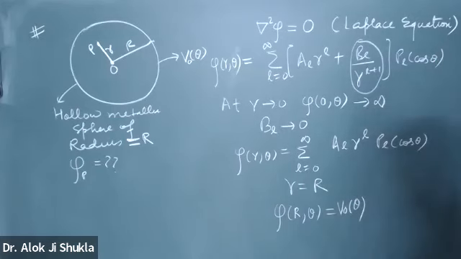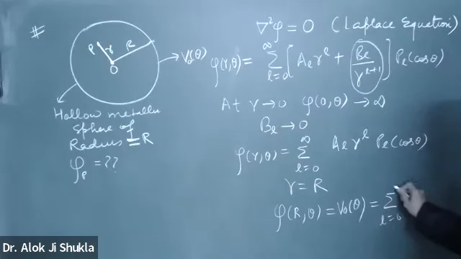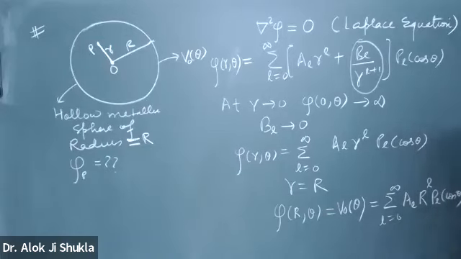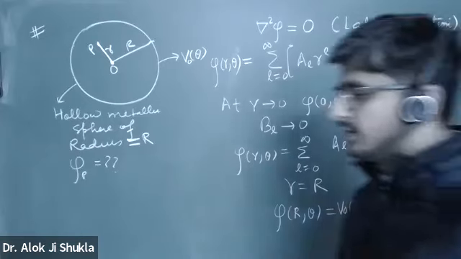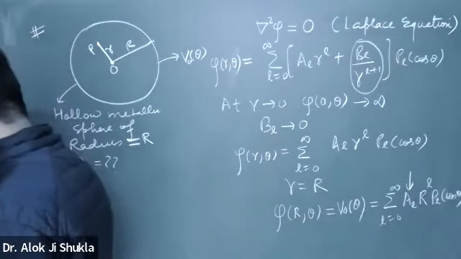Some function of theta. And this will become the summation over L equal to 0 to infinity of A_L R to the power L and P_L cos theta. Correct? Understood? So from this equation we will calculate the value of A_L. From this equation, which value will we find? A_L. We will find the value of A_L.